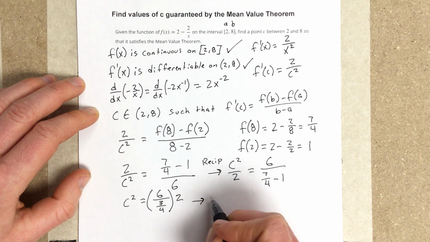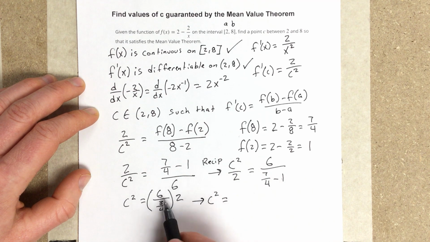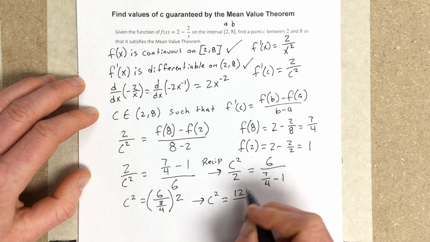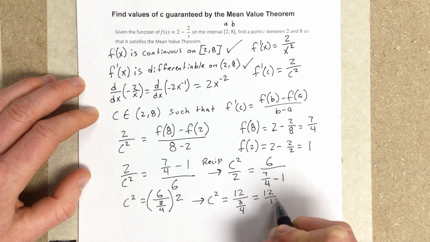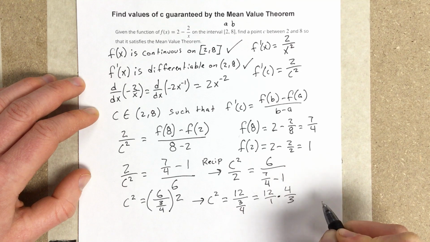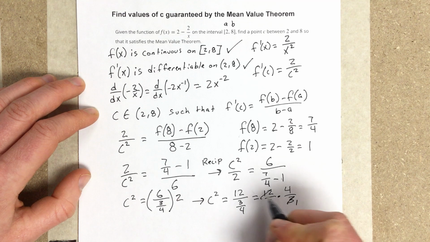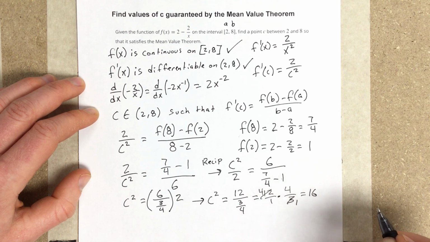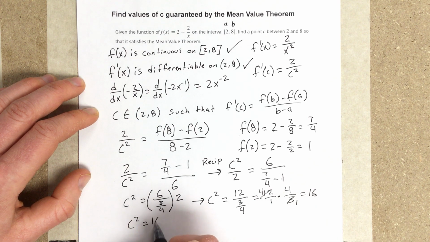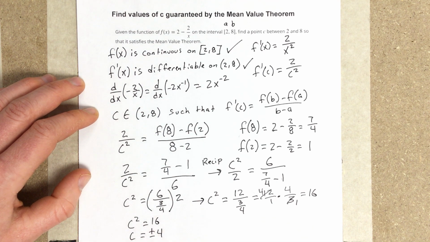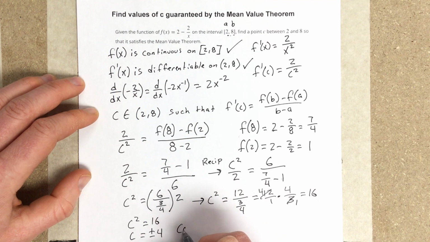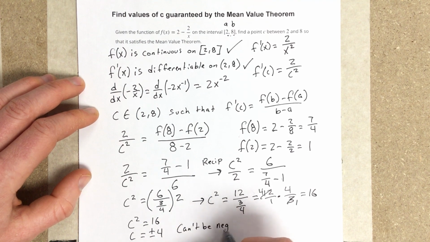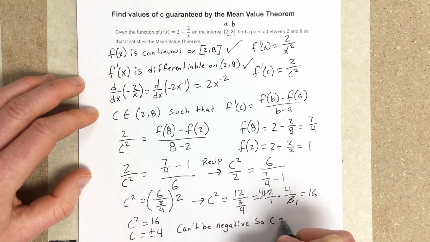So c squared equals, if I multiply this by 2, I get 12 over 3 over 4, which is equal to 12 over 1 times the reciprocal of the denominator, which would be 4 over 3. We're going to cross cancel here, so that's 1, and that would be a 4. So I end up with 16 there, 4 times 4 is 16. So I have c squared is equal to 16. I take the square root of each side, and c would equal plus and minus 4. Now, c cannot be negative because our interval is 2 to 8. So c equals positive 4.